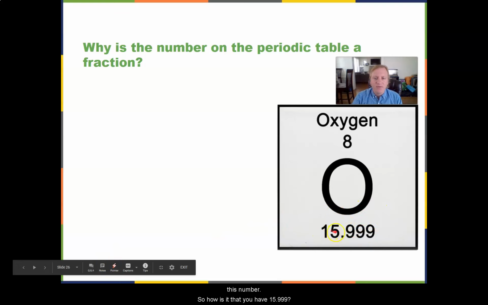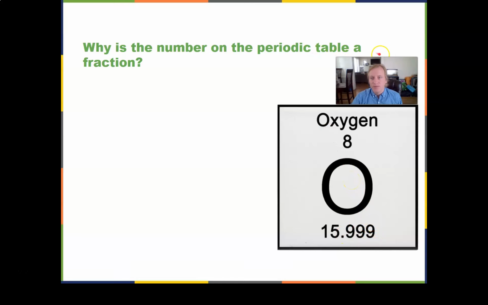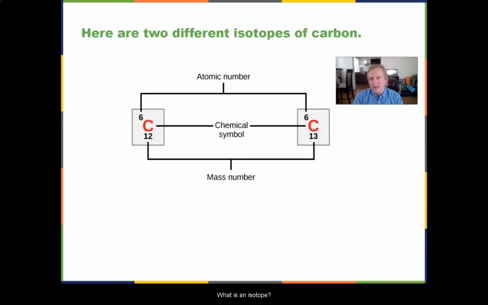So how is it that you have 15.999 when you can only have one proton and you can only have one neutron? The answer to that question is isotopes. There's this thing called isotopes. What is an isotope? Let's talk about it. Here are 2 different isotopes of carbon. We already know their atomic number is 6 because it's carbon. That means it has 6 protons. Here is an atom of carbon that has an atomic mass of 12, and here is an atom of carbon that has an atomic mass of 13.